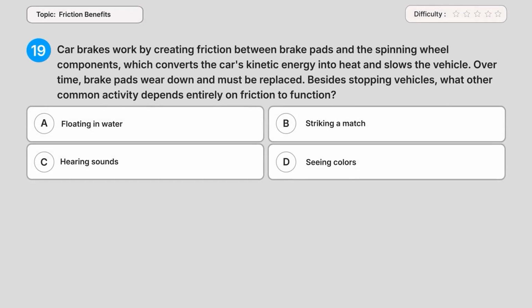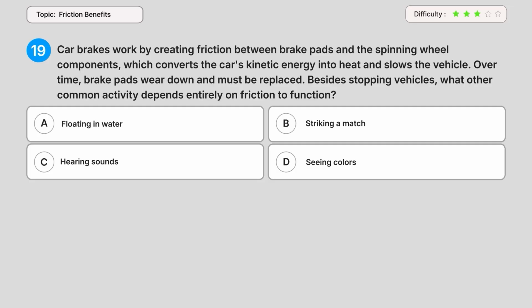19. Car brakes work by creating friction between brake pads and the spinning wheel components, which converts the car's kinetic energy into heat and slows the vehicle. Over time, brake pads wear down and must be replaced.